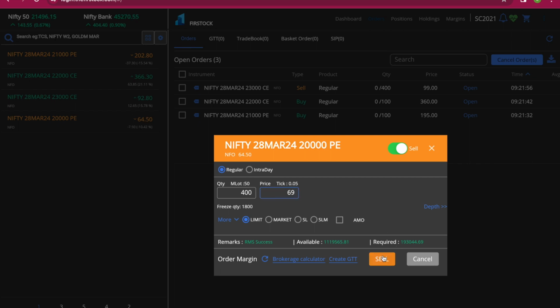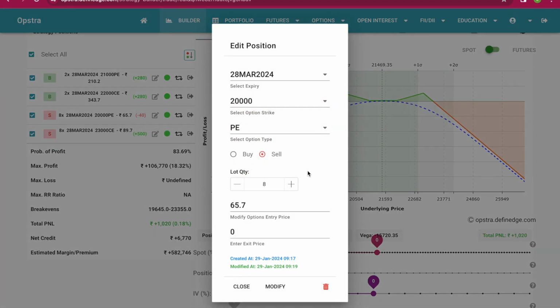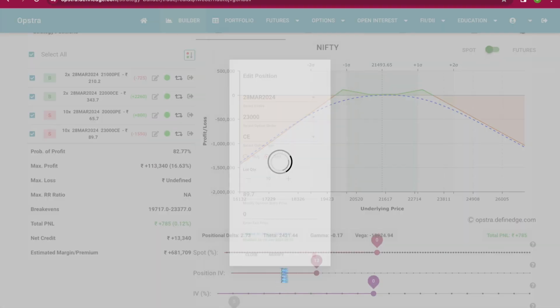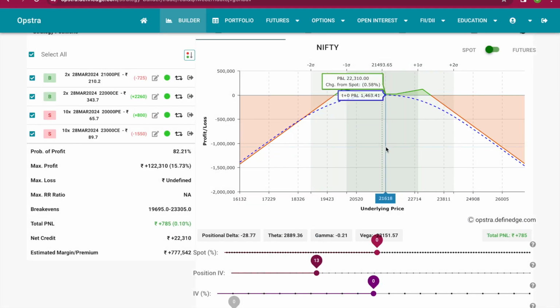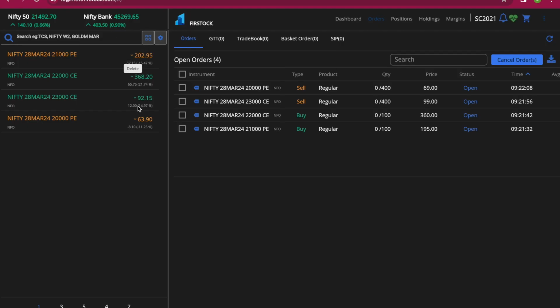This can be sold at around 69. Okay, let me just do some experimentation over here. What if we just go ahead and increase this quantities? I go ahead for 10 lots over here, and I go ahead for 10 lots over here. Okay, then it is 22,000, and then let's move it like this, 33,000. I think we can go for 10 lots over here, and this looks very safe for me. Okay, so let's just go ahead and put this, cancel these two orders, sell orders.